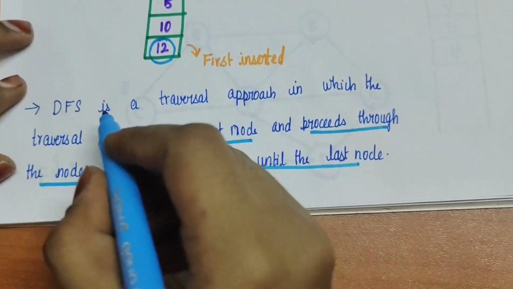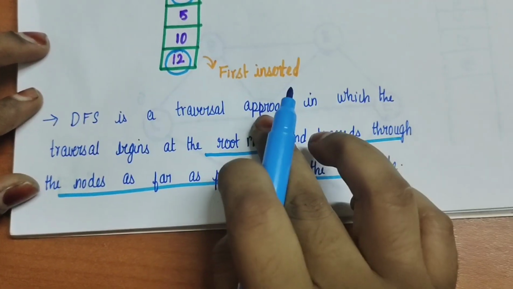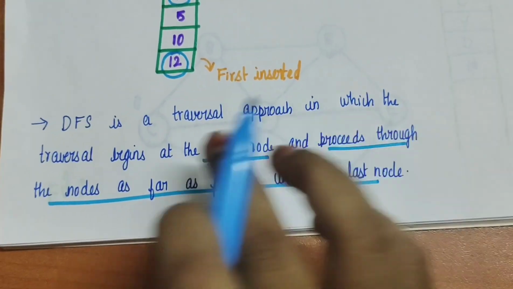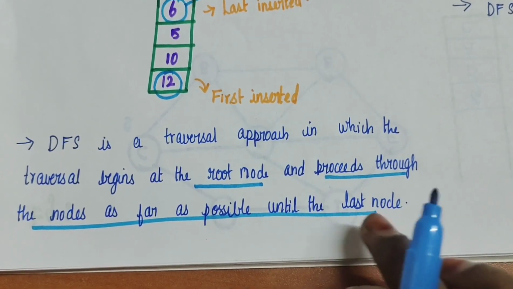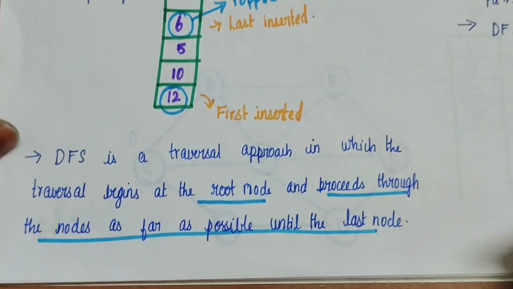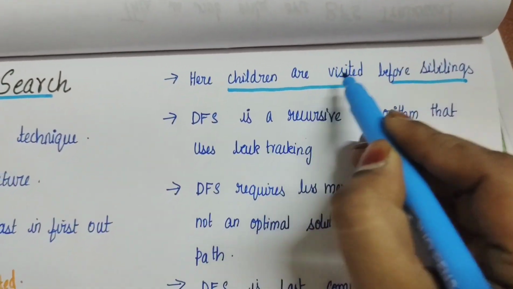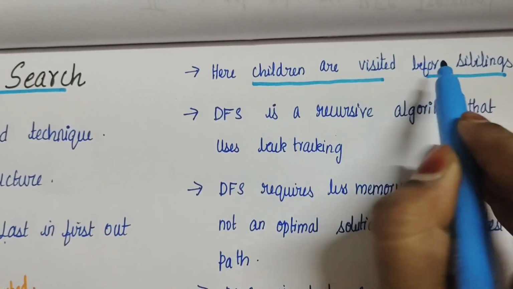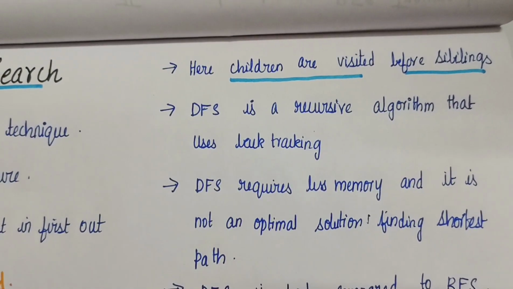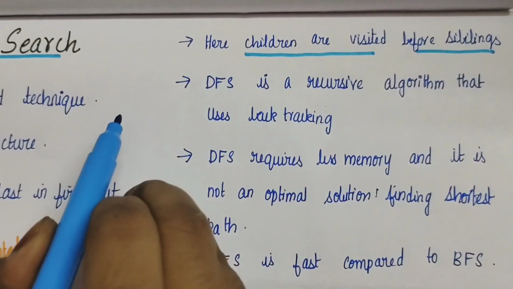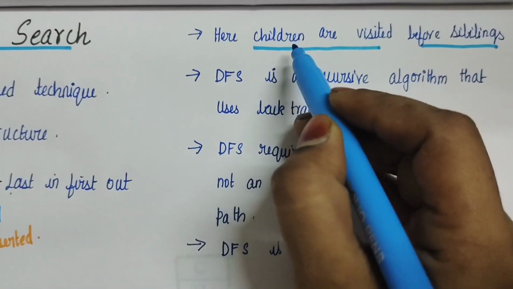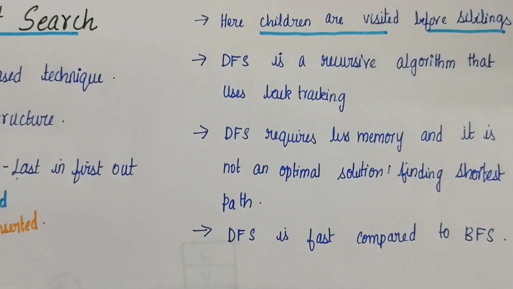Now coming back to DFS. DFS is also a traversal approach in which the traversal begins at the root node and proceeds through the nodes as far as possible until the last node. And here the children are visited before their siblings. There in BFS we saw that siblings are visited before children. So here in DFS, first children are visited and then the siblings are visited.